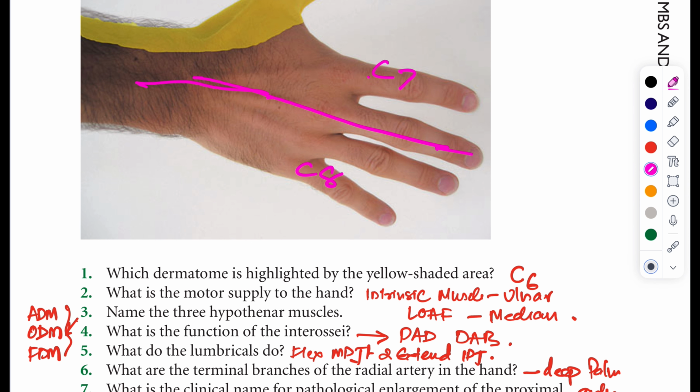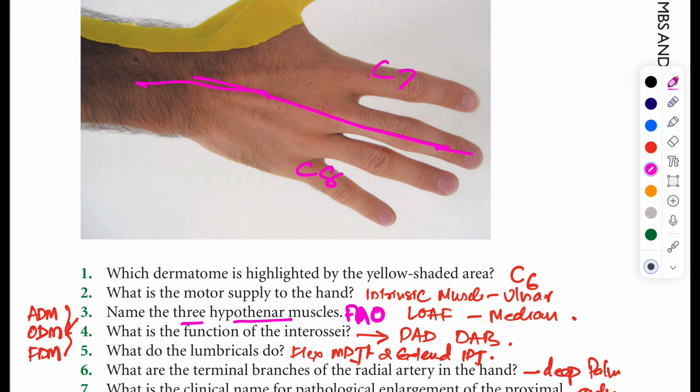Motor supply to the hand: all the motor supply is by the ulnar nerve except the lateral two lumbricals, opponens pollicis, and the thenar muscles, which are supplied by the median nerve. The three hypothenar muscles are FAO: flexor, abductor, and opponens digiti minimi.